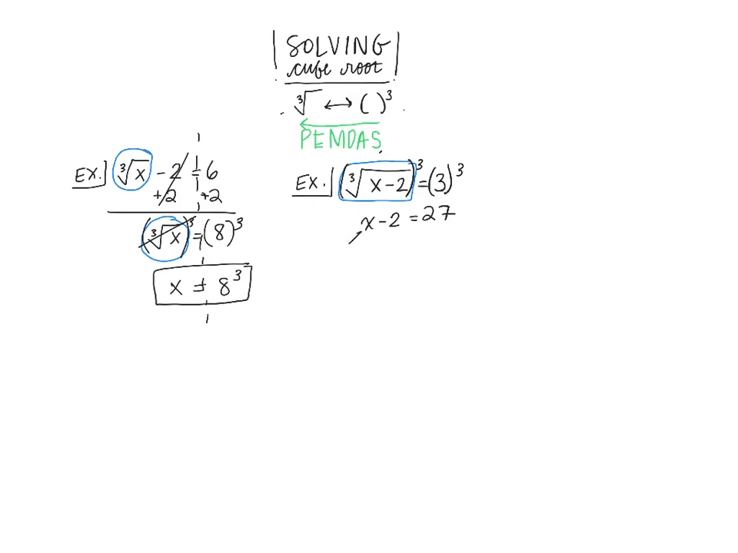All right, to finish, I want x alone, so I need to undo what's here. I'm going to add 2 to both sides of my equal sign, and I'll be left with x equals 27 plus 2, which gives me 29.